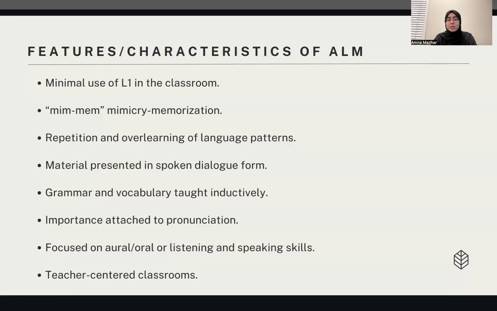Material is presented in spoken dialogue form, not written. So either the teacher themselves will be speaking or they will present the students with audio tapes. In any case, it will be a spoken dialogue.